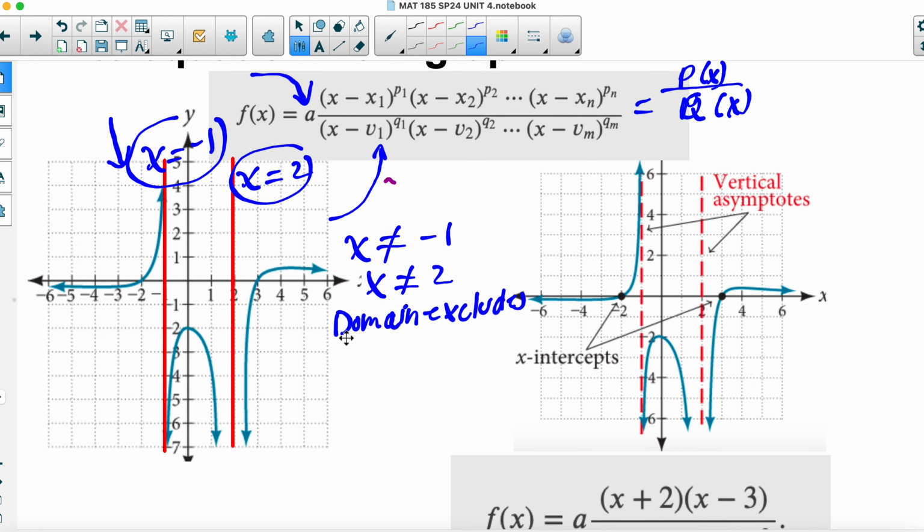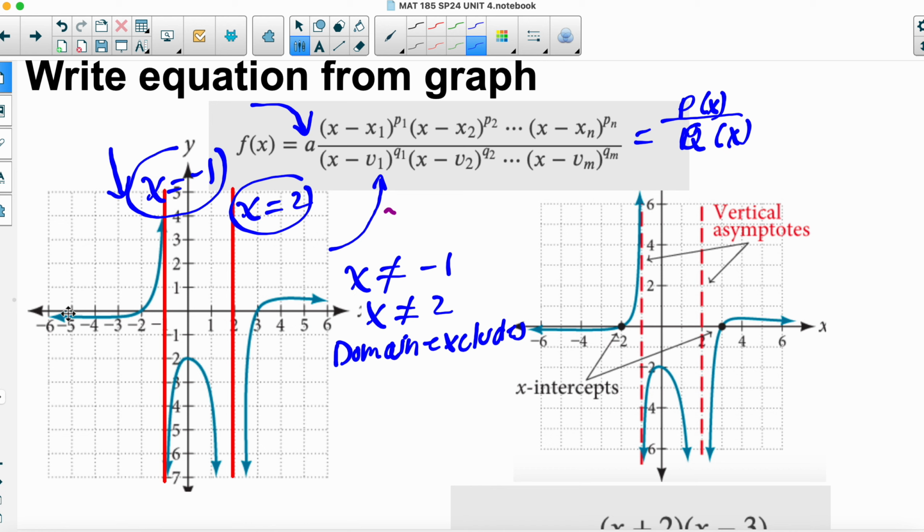So if I were to write my domain here, and then I'm going to scan here, I see my function continues on this way and continues on this way. So I could write my domain as -∞ to -1. Okay, that's this stretch here. And then I can't equal -1. Now I got to pick this stretch up here, -1 to +2. Right? I can't have x equal 2 because it gets close, close, close.